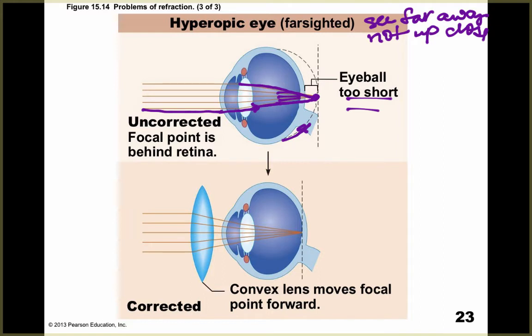So what you're going to need here is a convex lens that brings those rays in a little bit before they hit the cornea, and then it refracts to get this focal point. So having the convex lens brings the focal point in so that you can see it.